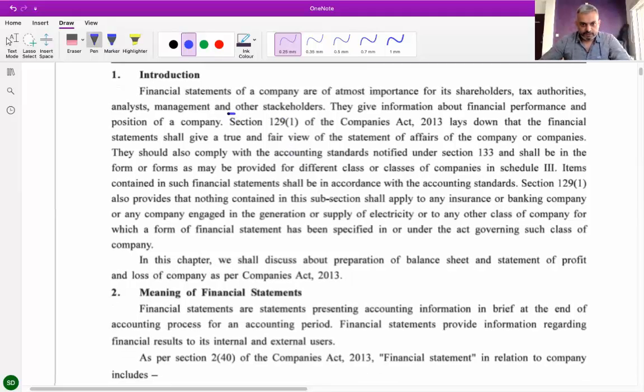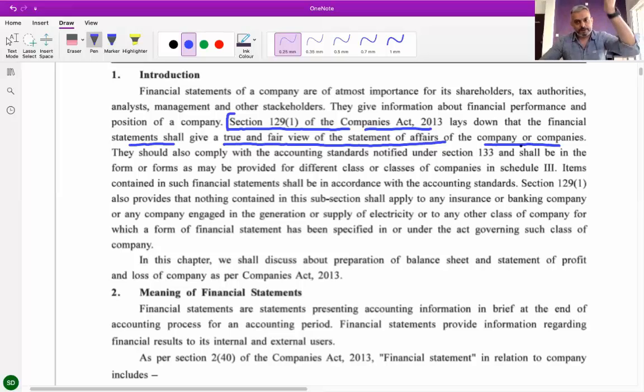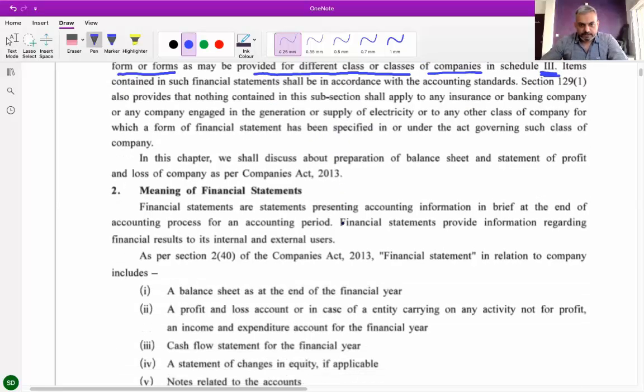Now, please underline this. Section 129(1) of Companies Act 2013 lays down that financial statement shall give a true and fair view of the state of affairs of the company or companies. Now, we all know that the ultimate goal of recording of the transaction is to know the true financial position of the company. And to know the true financial position of the company, we prepare final accounts where we know what is the exact position. So this is what you need to underline. Now, they should also comply with accounting standards notified under section 133 and shall be in the form or forms, means in the format, as may be provided for different class or classes of companies in Schedule 3. This is important. Now, I just skip the remaining part.